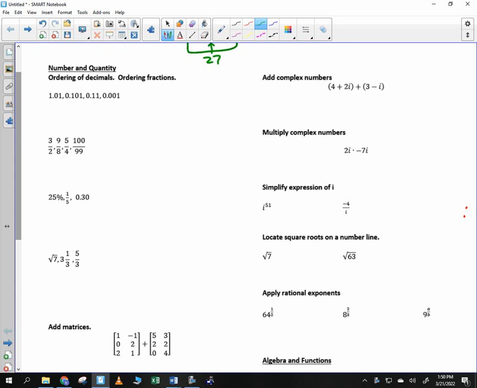What's the smallest number here? 0.001. What's next? 101. And then? 0.101. 11. And then? Good.